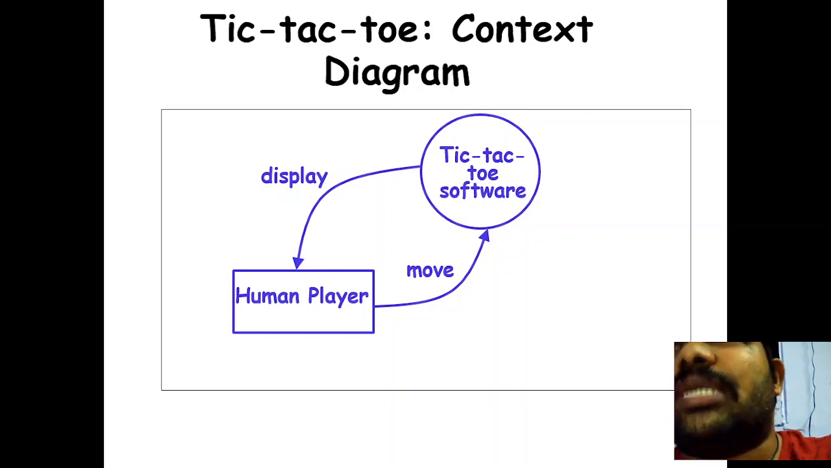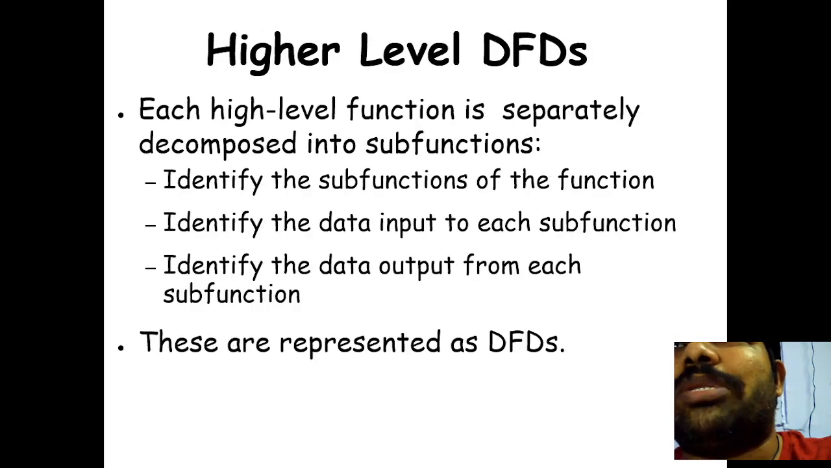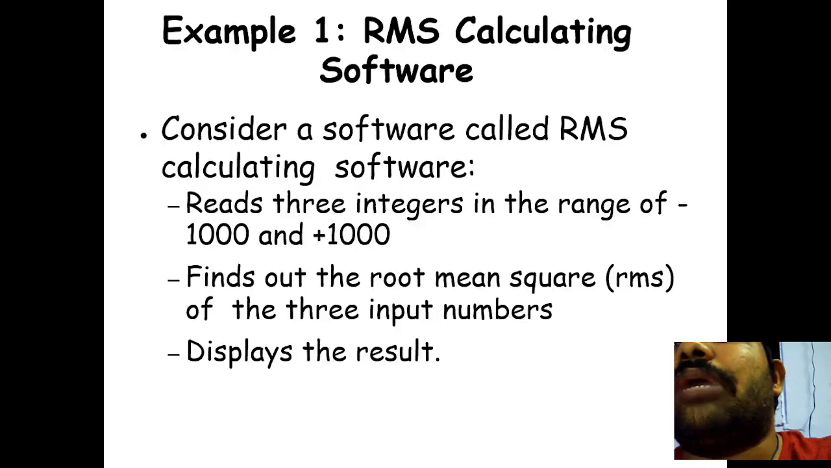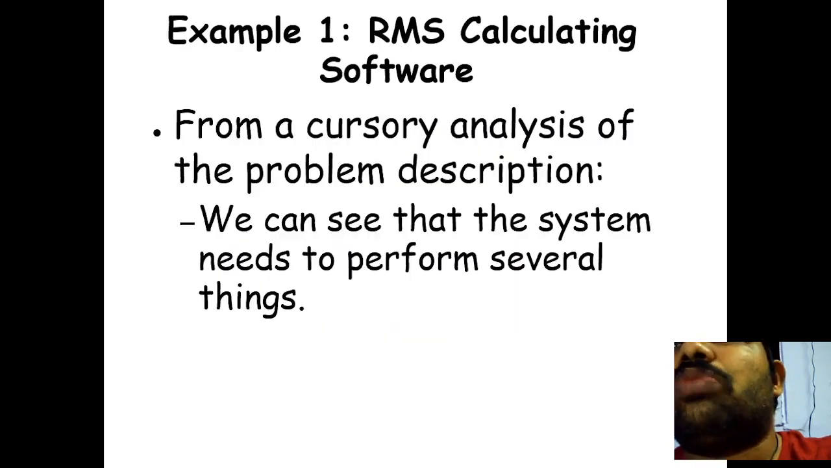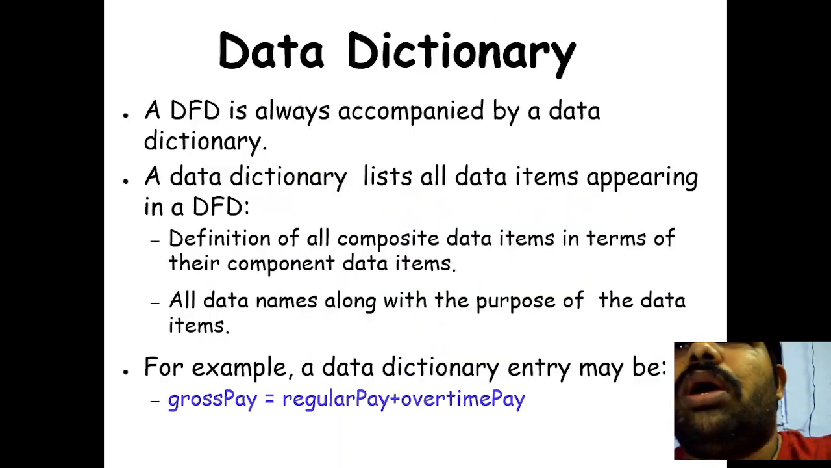There will be a context level DFD, and next to the context level DFD we are going to represent level 1, level 2, level 3 like this. We are going to decompose those operations. For this we have taken an example called the RMS example, and after this we need to start with the data dictionary. We need to represent it with a data dictionary.